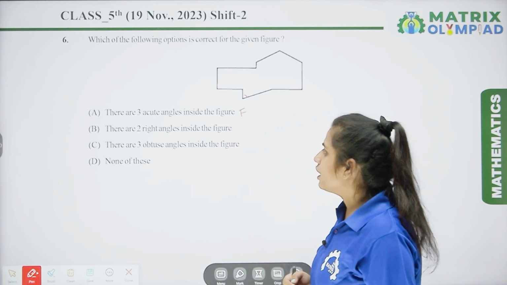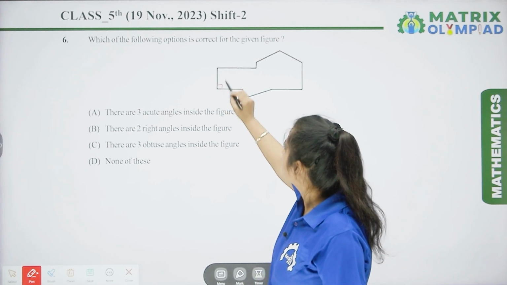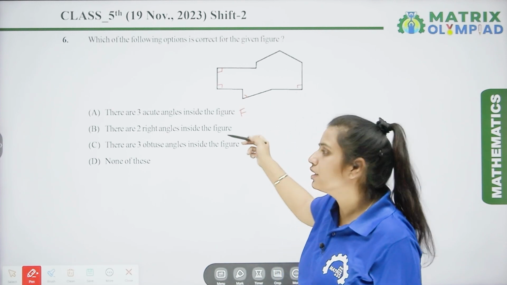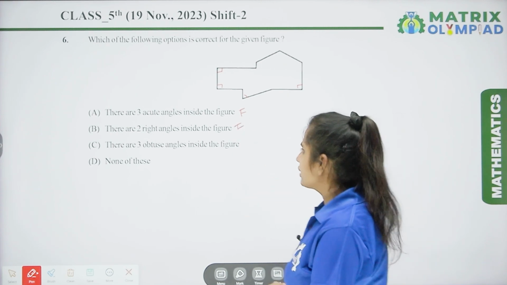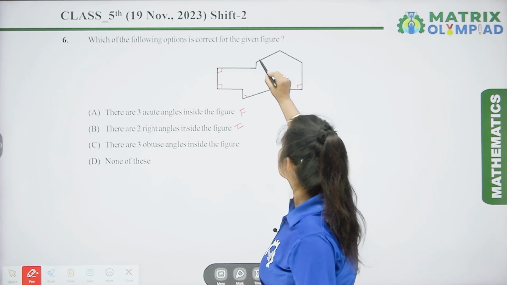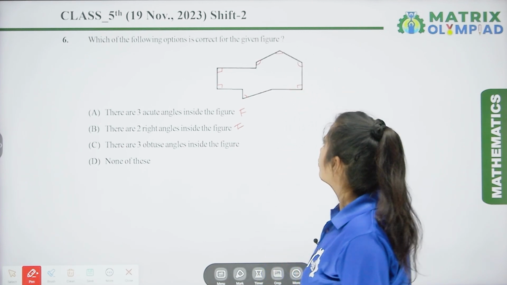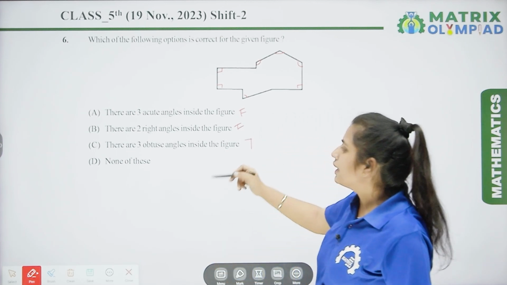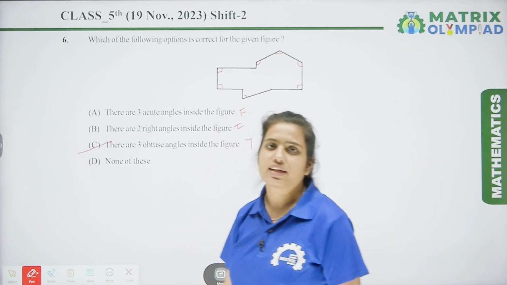Now the next one is there are 2 right angles inside the figure. So here it is 1, 2, 3. It is more than 3. So this statement is also false. Now the third statement is there are 3 obtuse angles inside the figure. So here we have to find out the 3 obtuse angles. So here obtuse angle is 1, 2 and 3. So this statement is true. Last statement is none of these. So according to the question, we can say that option C is the correct answer.